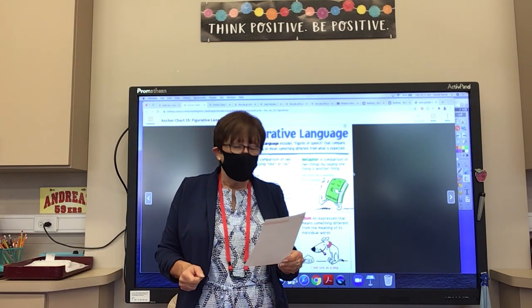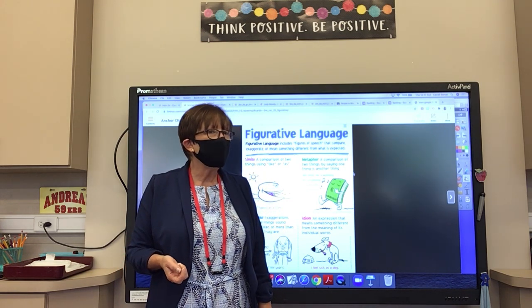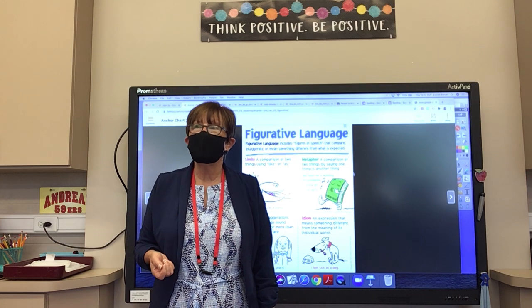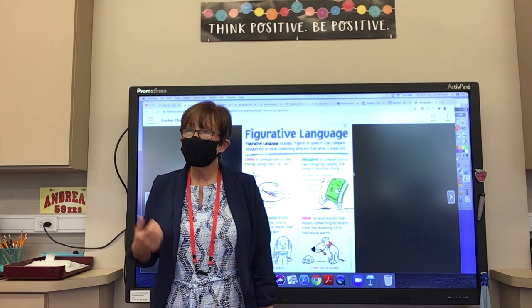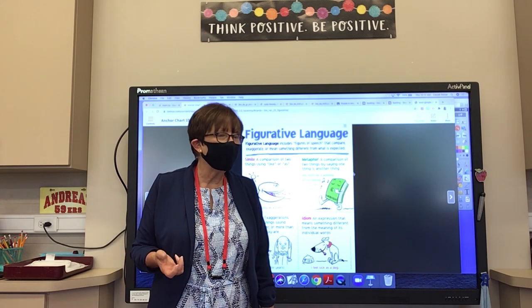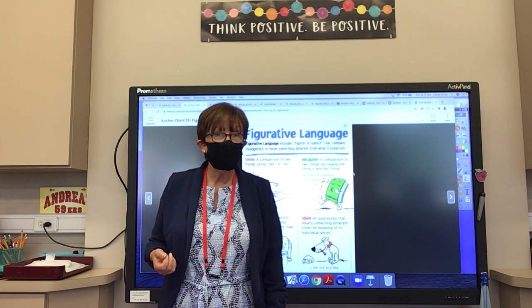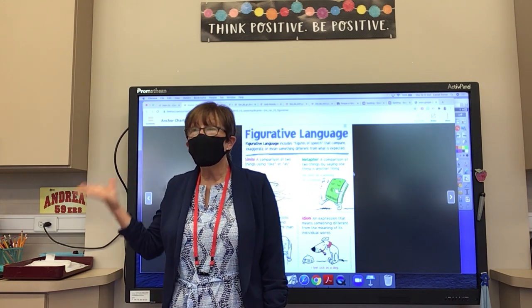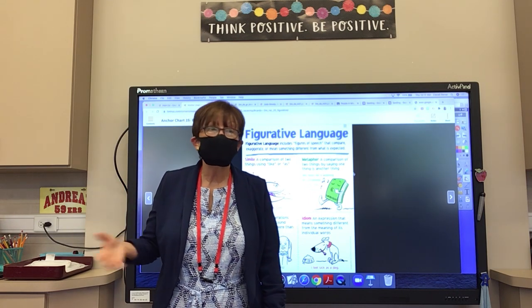Or he is a night owl. This is one we discussed the other day. What does it mean if they say someone is a night owl? What do they mean, Teddy? They stay up late. They like to stay up late. That's what that means. They're not really an owl. It means they like to stay up late, because owls are nighttime animals, right? So that's why they are saying that.